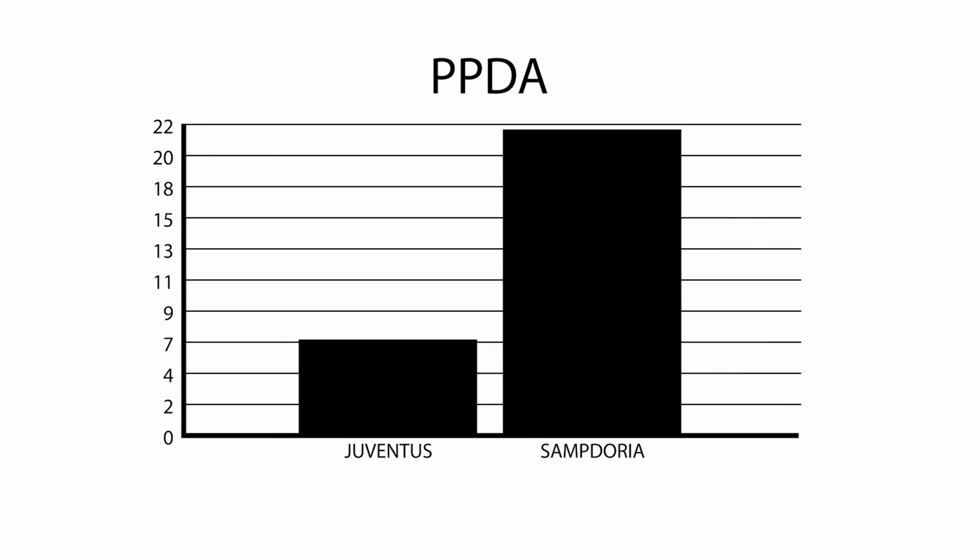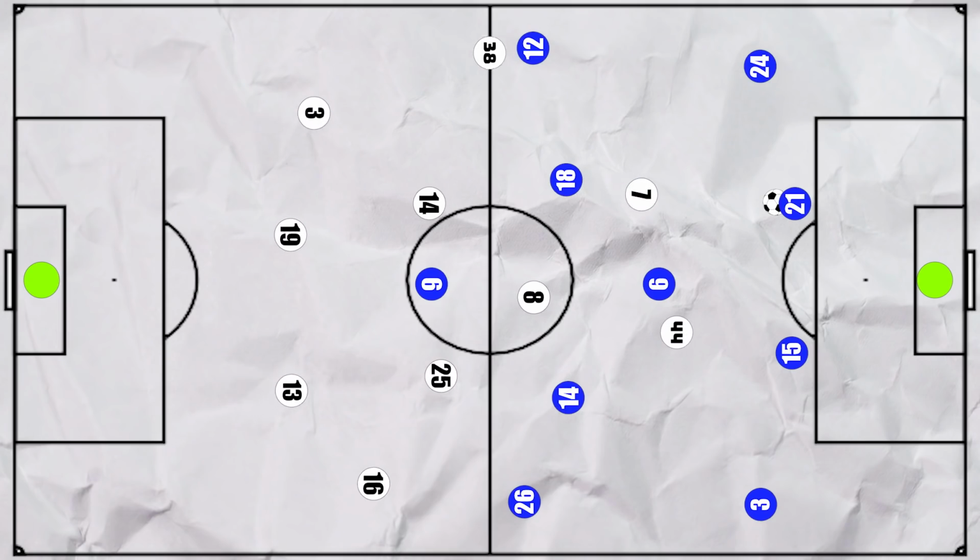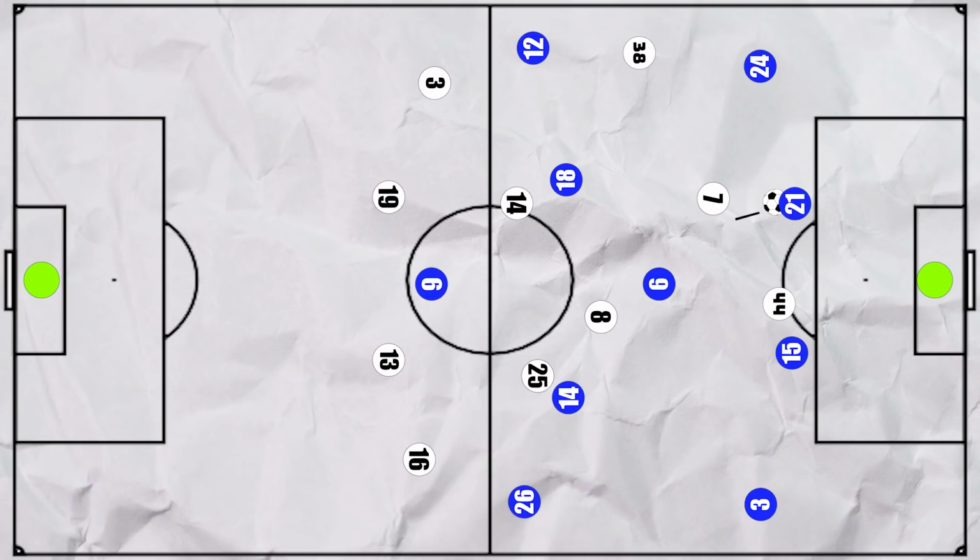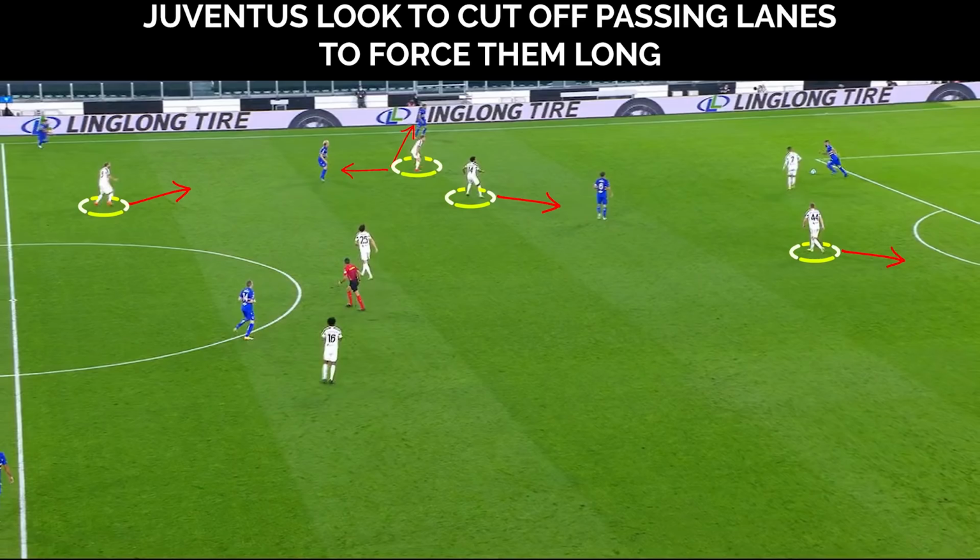Let's take a quick look at the defensive end of things. Juventus throughout the match were able to win the ball quickly, with their low passes per defensive action. But high up the pitch, they were mainly focused on cutting off passing lanes to then force the man long, rather than turning the ball over high up.